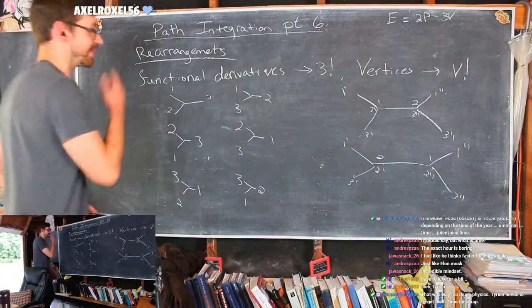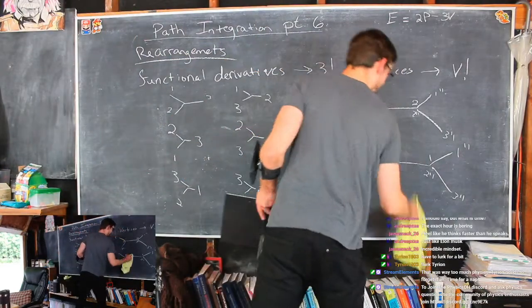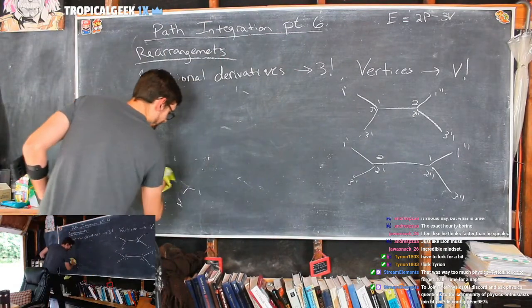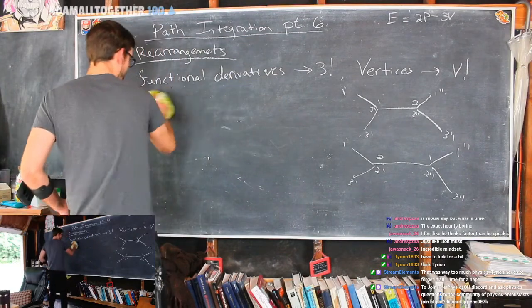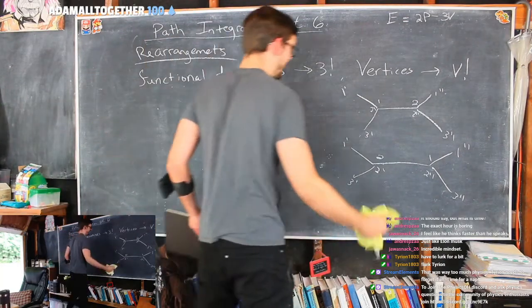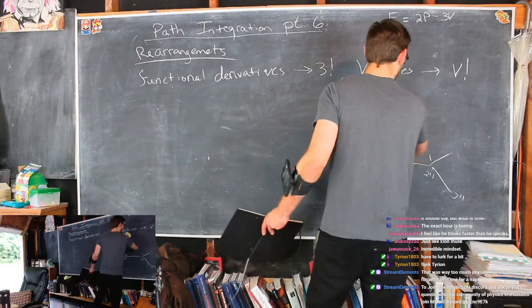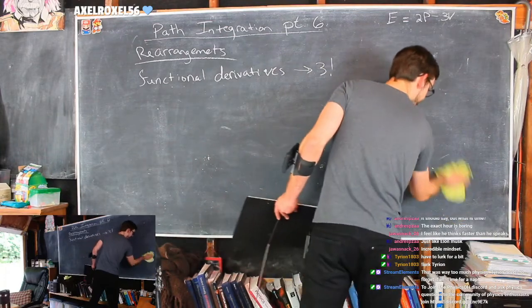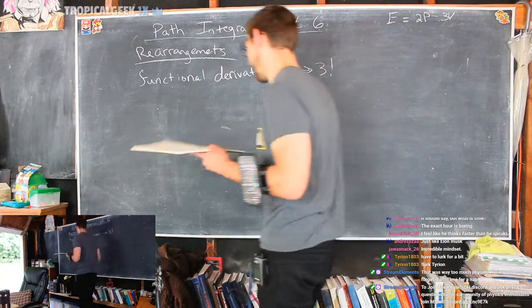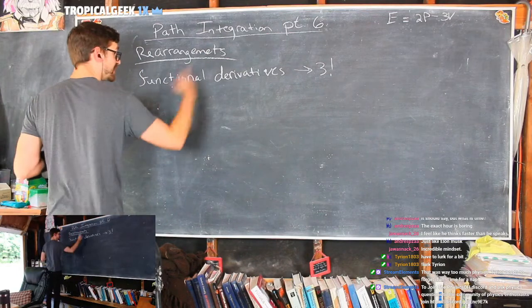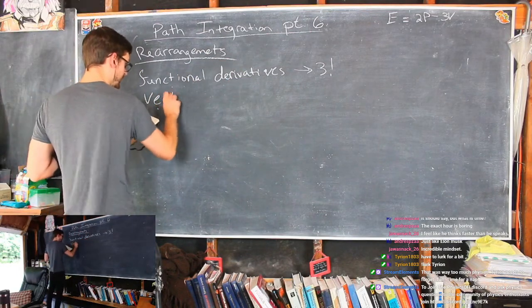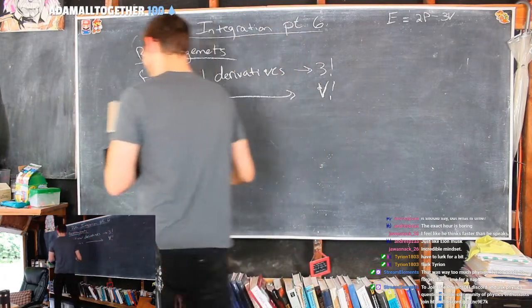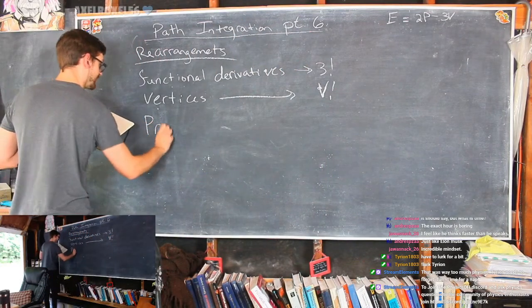We have to make sure we're counting, right? So for vertices, you get the point. These are all just rearranging things so that we make sure we're counting everything. So the symmetry factors are important if we want appropriate numbers for our amplitudes, and we want to make sure that we're not counting too many graphs or too few graphs. So here we have functional derivatives, then we have vertices, and that's v factorial, and then we have propagators.